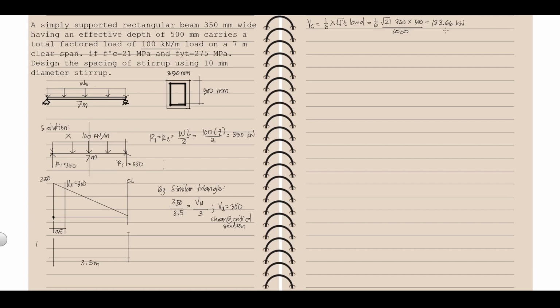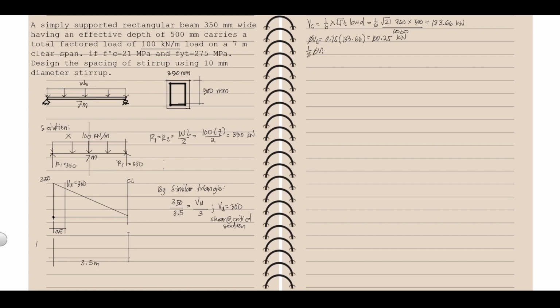Right? So next is PVC. Ano natin yan? PVC. That is 0.75 times 133.66. Right, so 133.66 times 0.75, we will have 100.25. So 100.25 kilonewton.